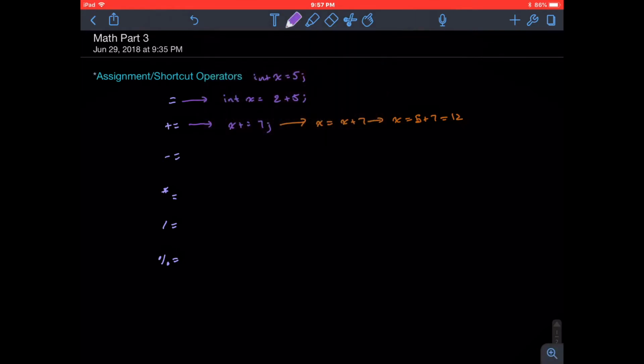So minus equals takes whatever's on the left-hand side and subtracts whatever's on the right-hand side from it. So we have x minus equals 5. Again, that would look like x is equal to x minus 5. And that's going to be x is equal to 5 minus 5, which is equal to 0.